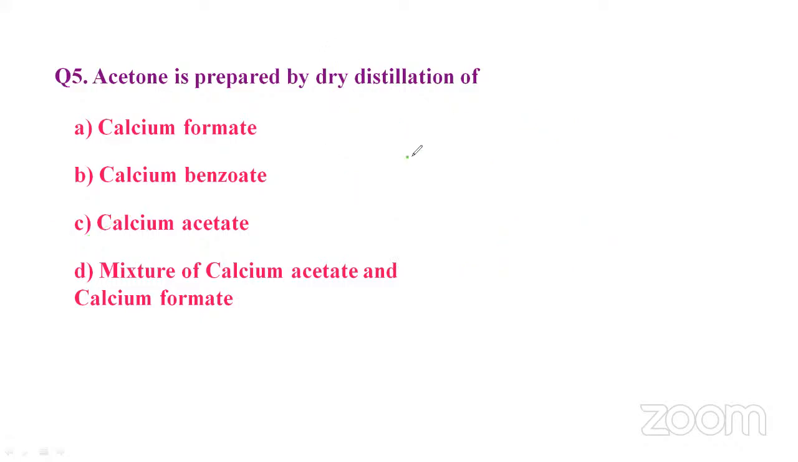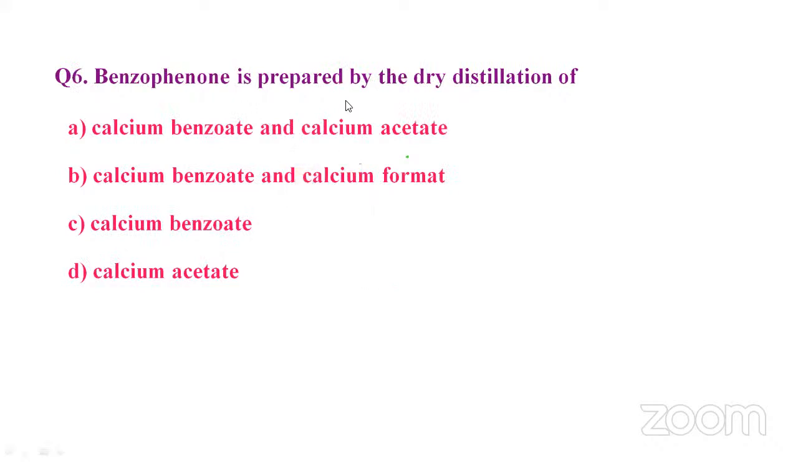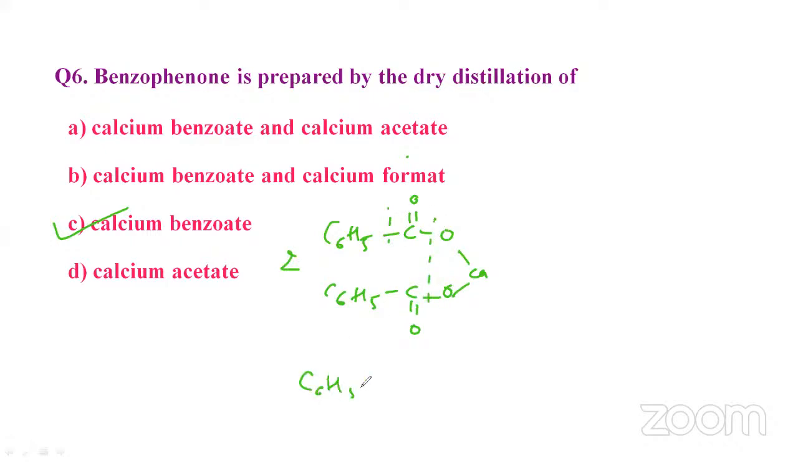Next question. How will you prepare benzophenone? Yes, calcium benzoate, correct. So C6H5 C double bond O, C6H5 C double bond O, with calcium; you take two like this. This will be cleaved here, so you get C6H5 C double bond O, C6H5. This is benzophenone. So the correct answer is C.